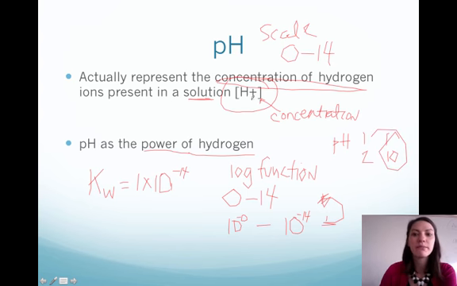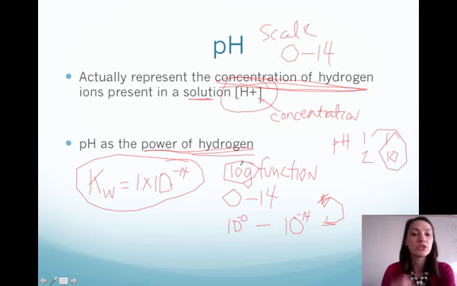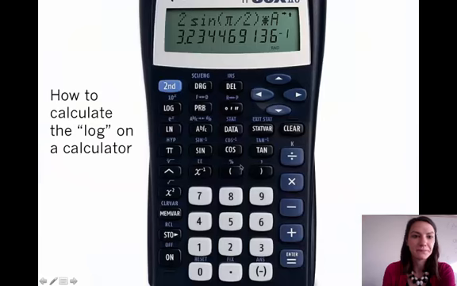They have a factor of 10 in between them. But what's really important, I want you to know it's on a scale of 0 to 14, because of the dissociation constant of water. And I want you to know that it's the power of hydrogen, and that it's based on the concentration of hydrogen ions. That's so important. We're going to use the log function for this, so we'll show how to do that in just a minute.